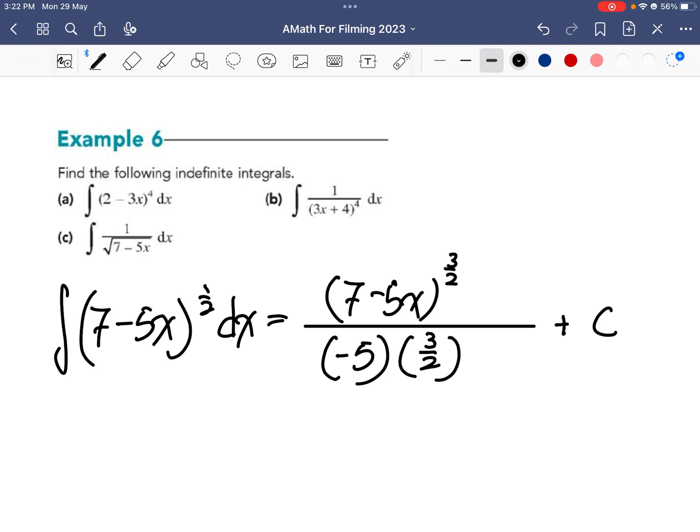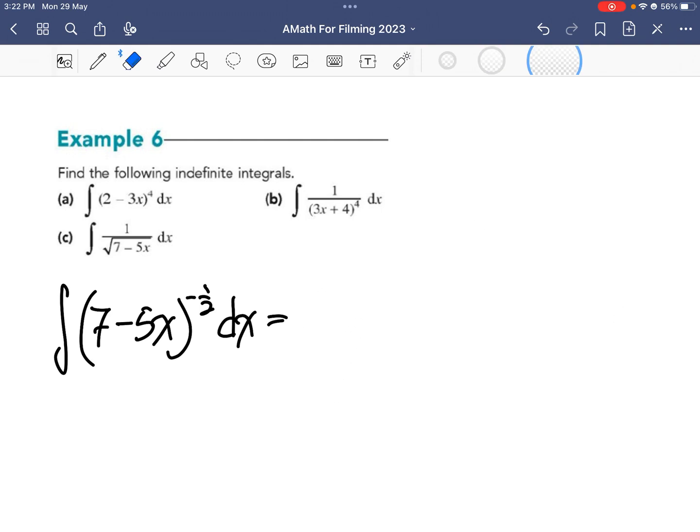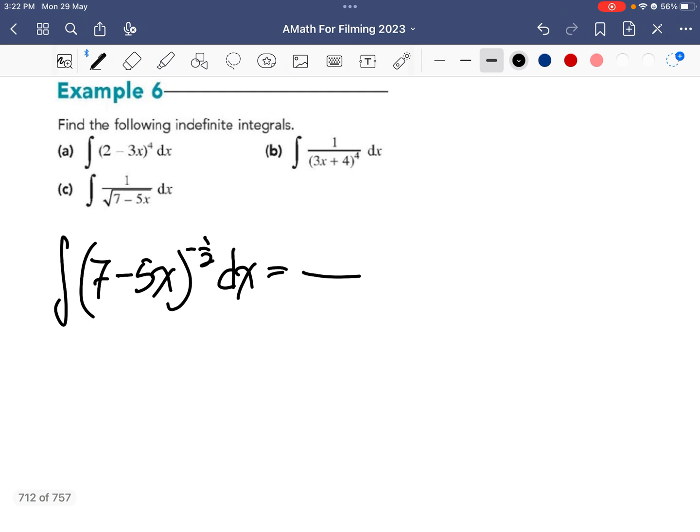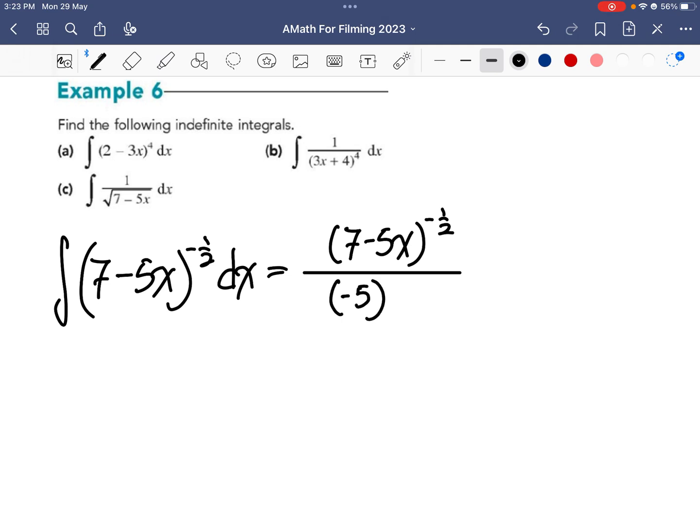Oops, I think I made a mistake. It's not power half here. My error is this, let me just erase this. My bad, this is negative half. So if this is negative half, let me erase all of this. What I have is, first and foremost, (7 minus 5x) to the power of negative half. Differentiating 7 minus 5x, what we get is negative 5.